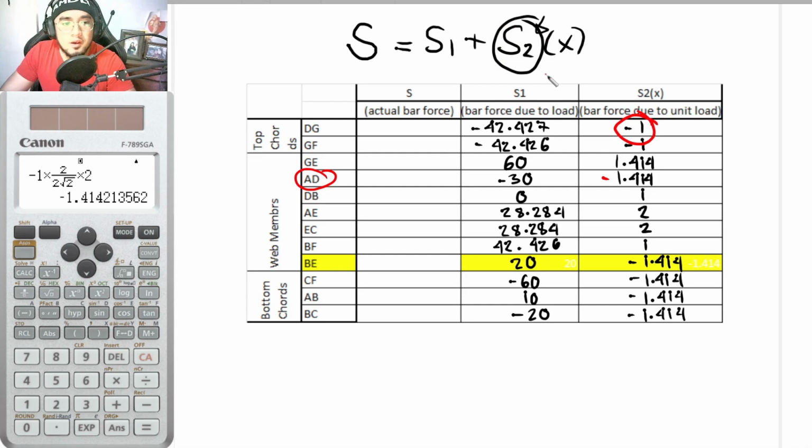Okay, so how can we solve for the bar force? Making use of this equation for the actual bar force, just add the value of S1 to the value of S2 times X. But what is X in the first place? How can we solve for X? We still do not know the value of X. So take note that for member BE, where was that?